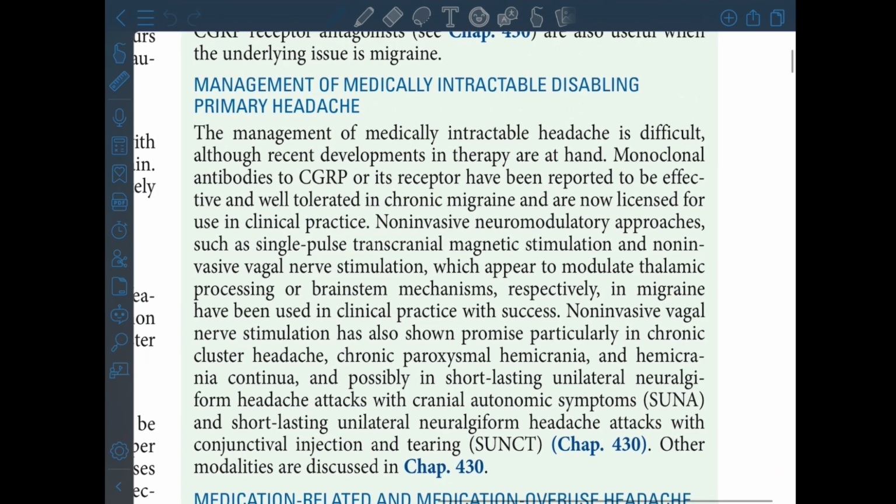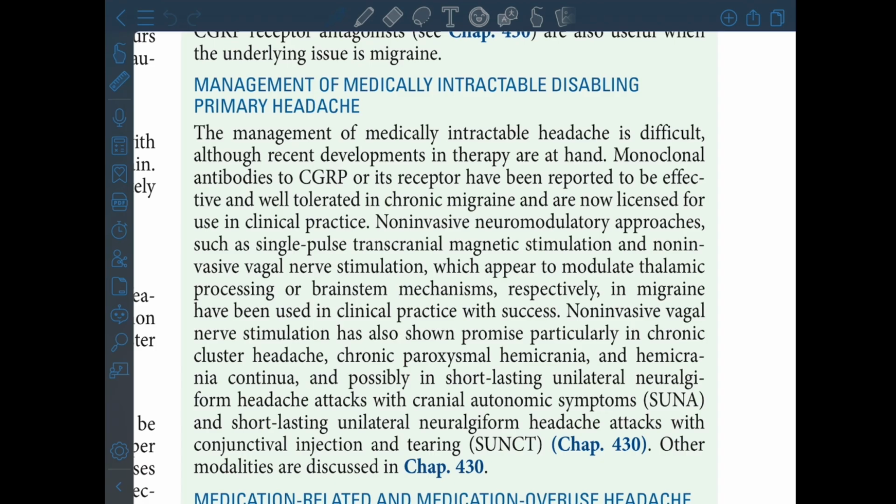Management of medically intractable disabling primary headache. The management of medically intractable headache is difficult, although recent developments in therapy are at hand. Monoclonal antibodies to CGRP or its receptor have been reported to be effective and well tolerated in chronic migraine and are now licensed for use in clinical practice.